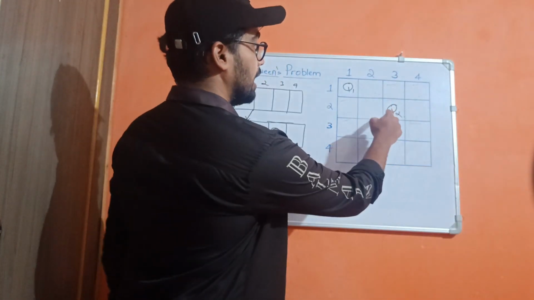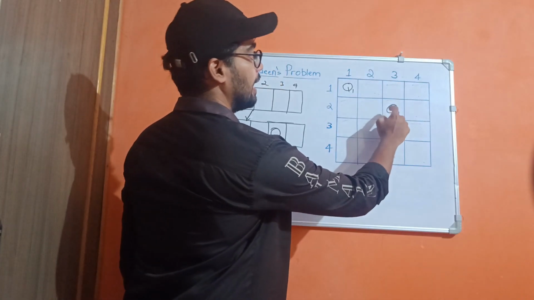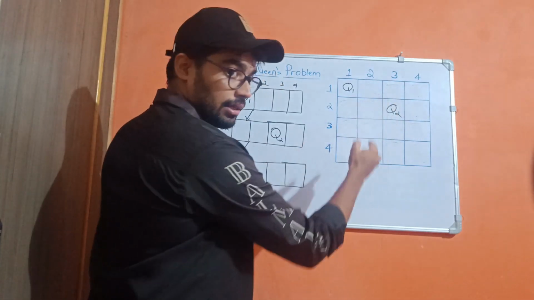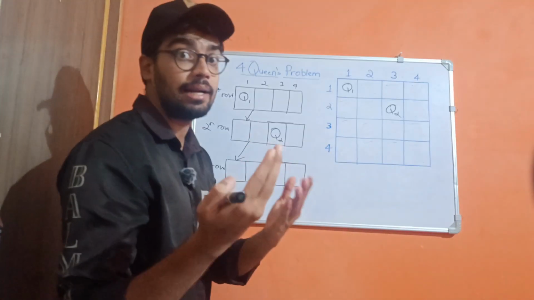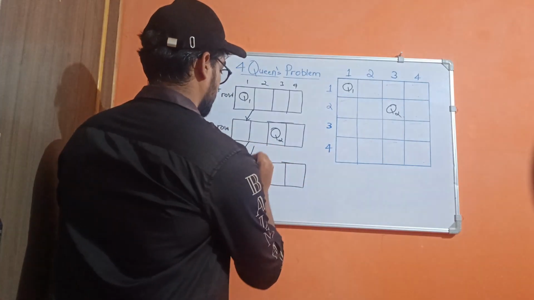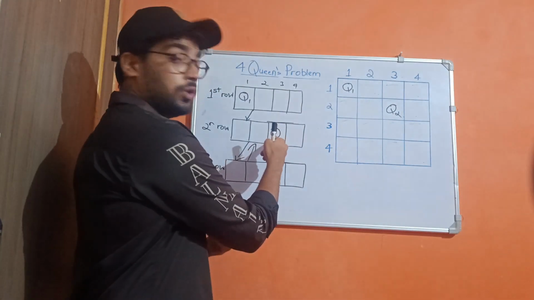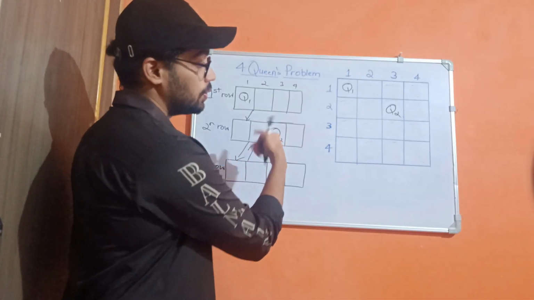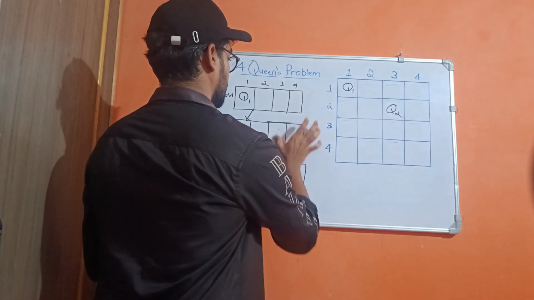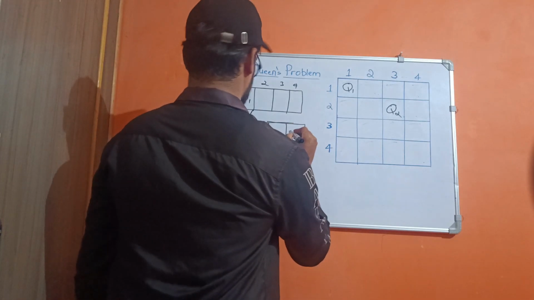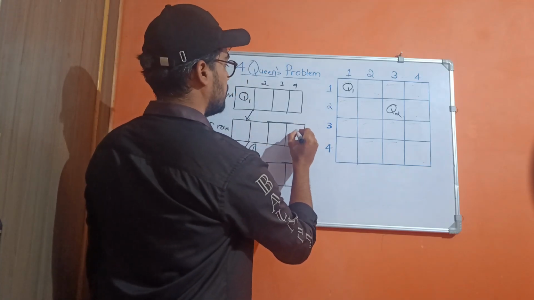So we have to change this element to the next element. For that, we are going to use backtracking. So we are backtracking here. We want to move this queen into the next position. So now I am going to place the second queen in 2 comma 4.